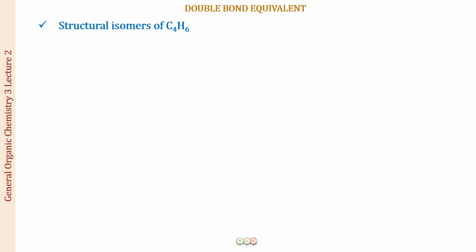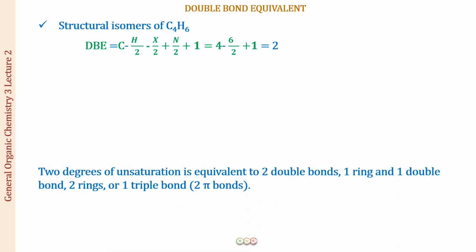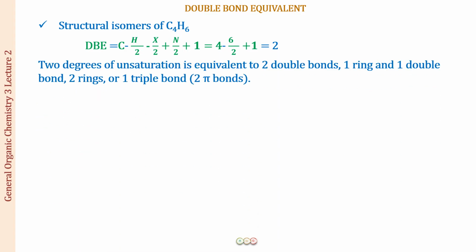Next, let us see the structural isomers of C4H6. Again, this is what we have already drawn in the previous lecture, but I'm going to draw them again so that you can compare it now to the DBE value, how we drew those structures exactly. So the DBE value is coming up again as 2. This would again mean that there is a possibility of one triple bond, 2 double bonds, one ring and one double bond, or 2 rings. So let us draw them now.